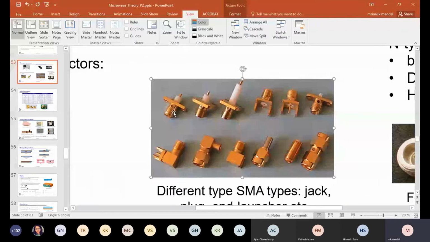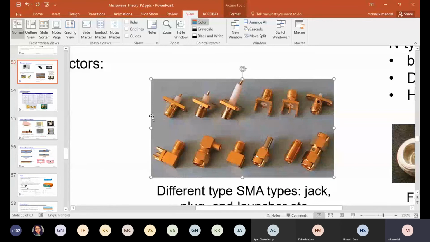Follow from top left. It is an end launcher, SMA. Now this is plug. You see, right side, it is a pin which will be soldered to the microstrip line, and this brush part will be soldered to the ground plane of the microstrip line. And here you can connect the coaxial cable. And actually, in most of the cases, it is female type. Usually, we don't use male type for this one. So for female type, since the thread is outside, we call it jack.